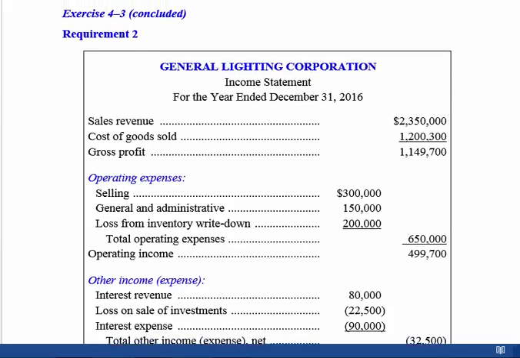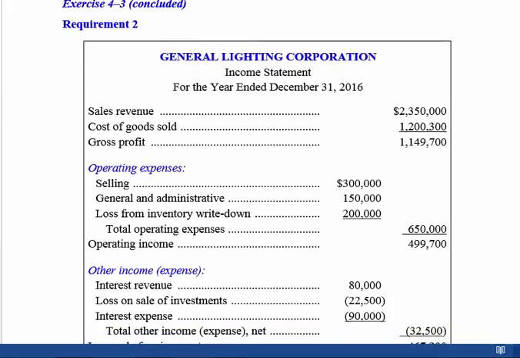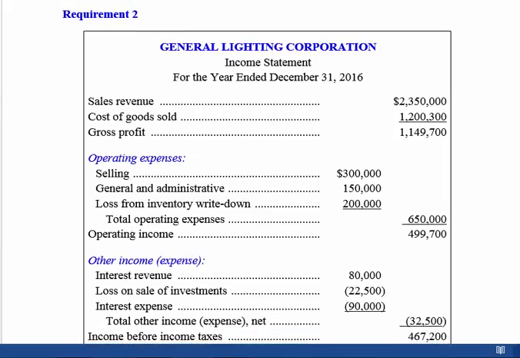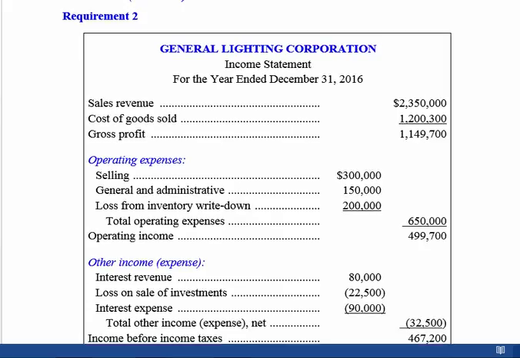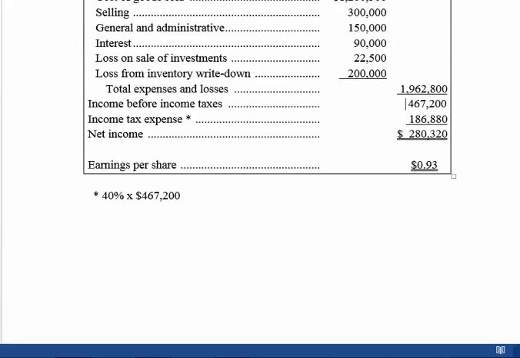A negative $32,500. We're going to subtract that from the $499,700, and that gives us income before income taxes, $467,200, which is the same thing we had up here, right? Income before income taxes, $467,200.